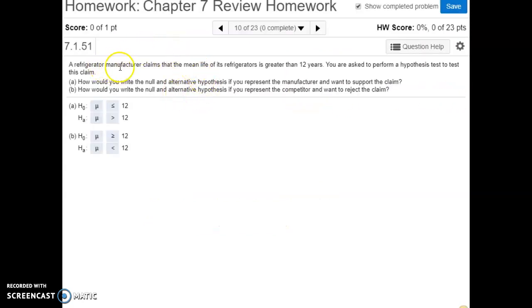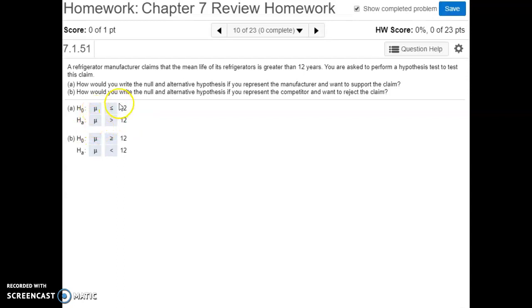So if the manufacturer is claiming the refrigerators have a mean life greater than 12 years, we want to support that. We would make our alternative greater than 12 years, which would make our null hypothesis less than or equal to 12 years. And then we would gather our sample data, run our hypothesis test, and our hope would be that we would end up rejecting the null hypothesis, which would mean we are supporting the alternative hypothesis, supporting our claim that the mean life of the refrigerators is greater than 12 years.